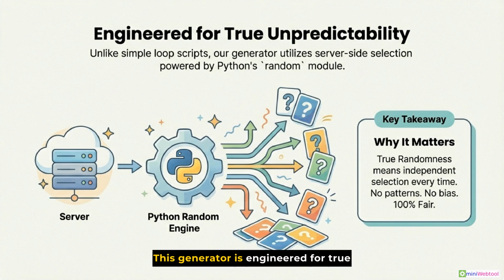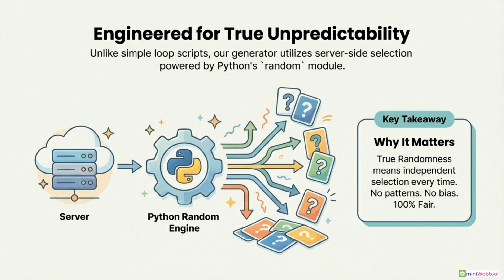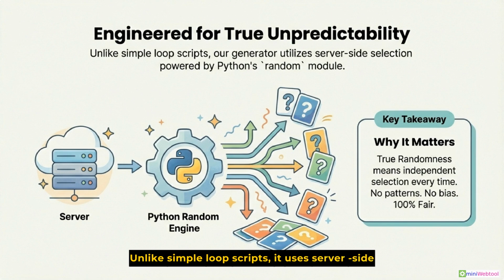This generator is engineered for true unpredictability. Unlike simple loop scripts, it uses server-side selection powered by Python's random module. True randomness means independent selection every time, ensuring no patterns, no bias, and 100% fair play.